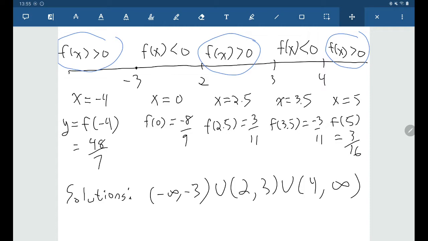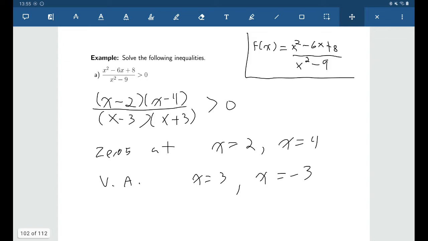So that's basically our idea here: when we're solving an inequality algebraically, we'll first find out, if it's a polynomial, where are the zeros? If it's a rational function, where are the zeros, where are the holes, where are the vertical asymptotes?